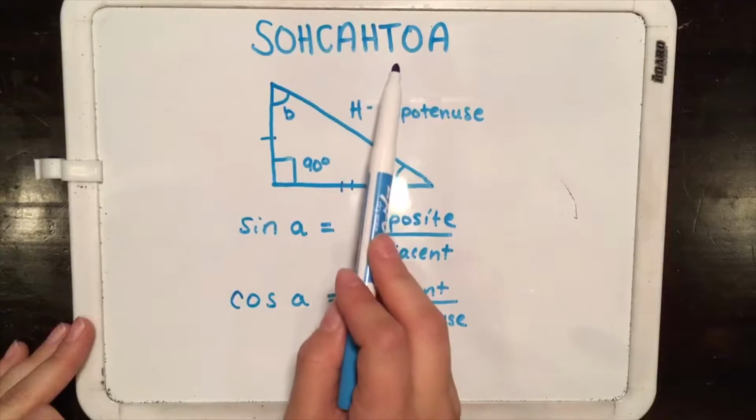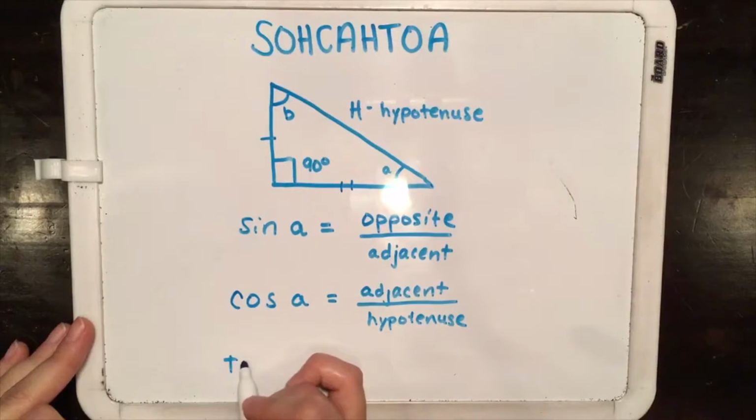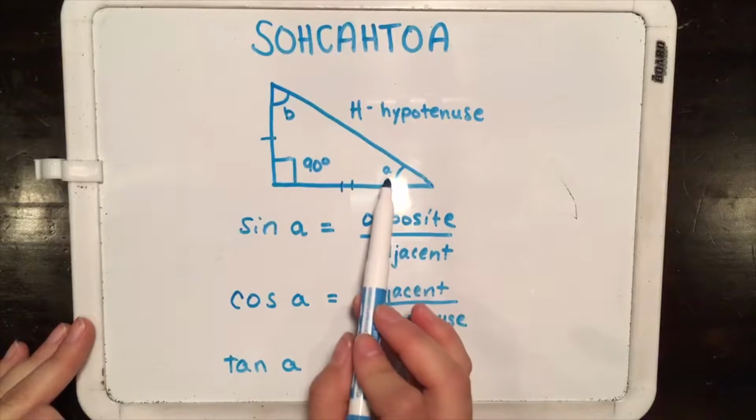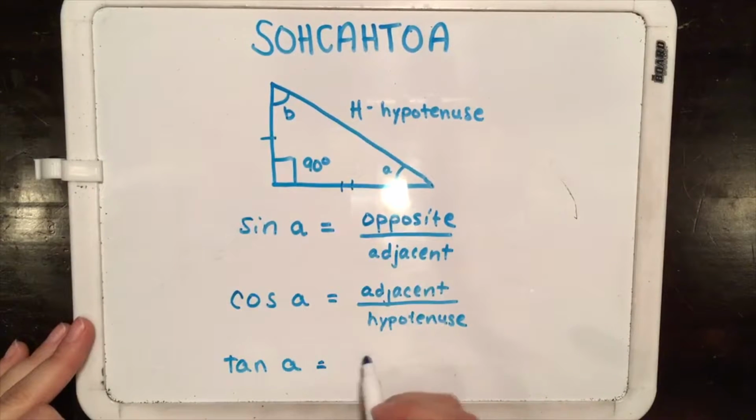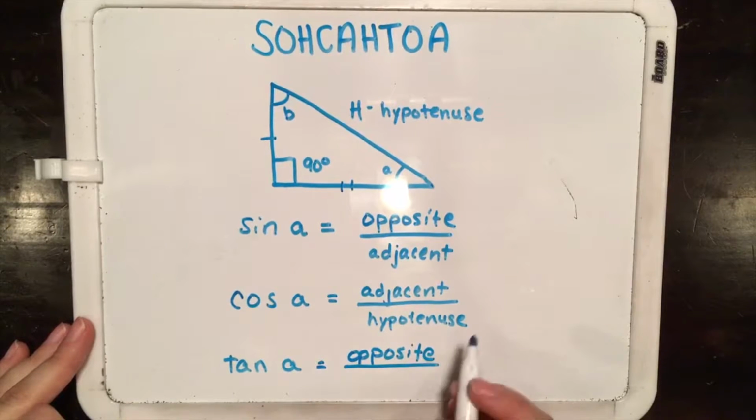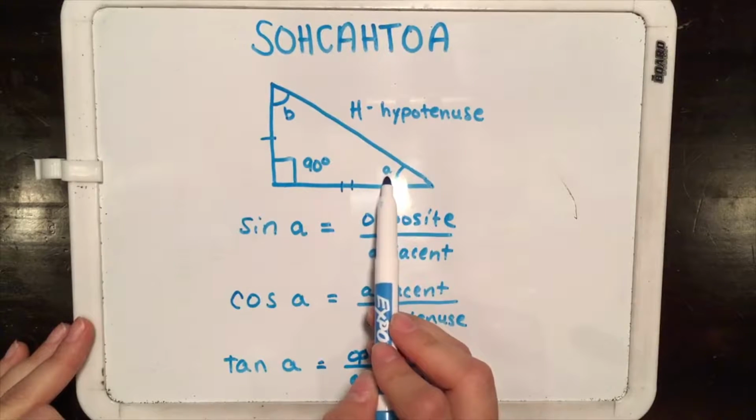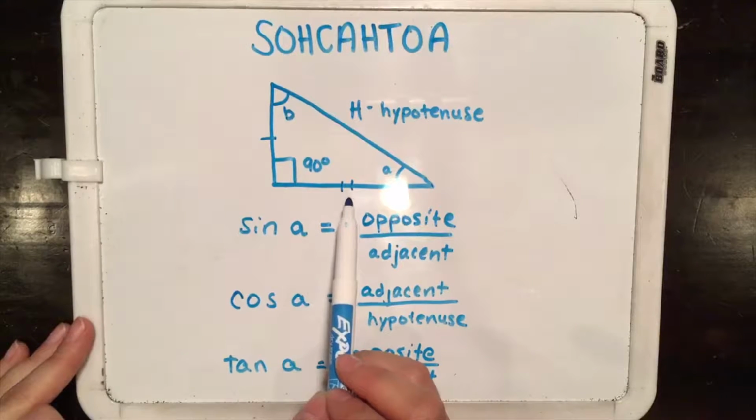And the last trigonometric ratio in Sohcahtoa is T, which stands for tangent, tan for short. And if we're working with angle A again, opposite is O, and adjacent is A. So the tangent ratio for angle A is opposite over adjacent.